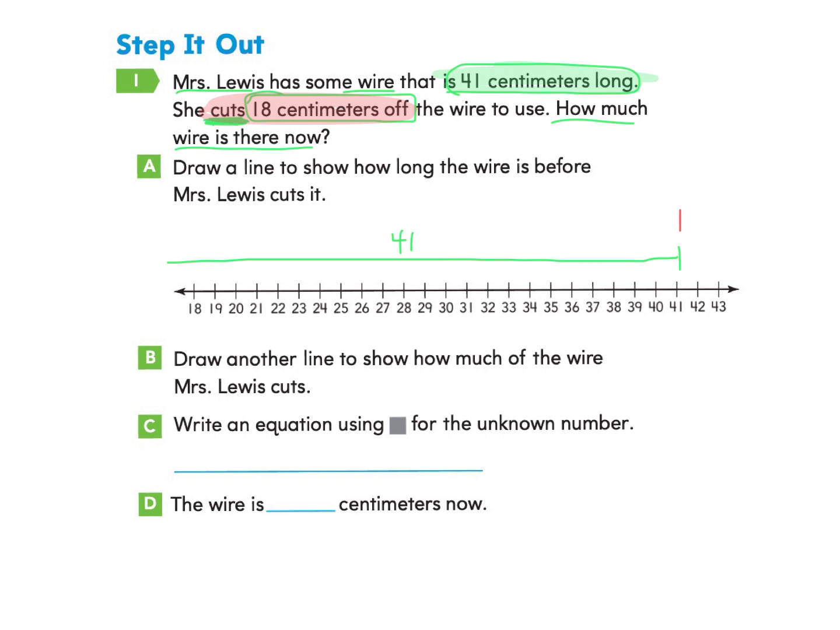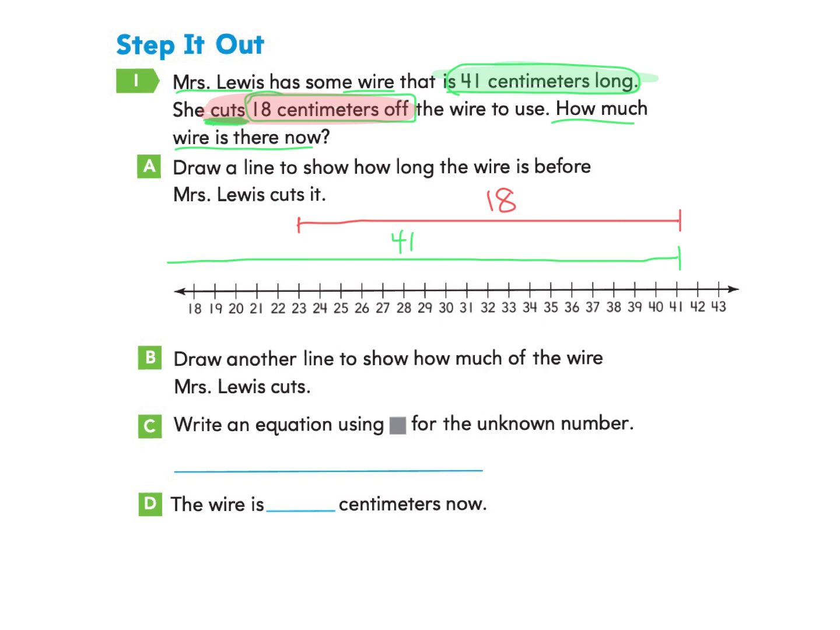So if you want to pause and try this part on your own, you can do that and check your answer. Or you can follow along with me. So I'm going to start here at 41, and then I'm just going to start counting back. And I will go 1, 2, 3, 4, 5, 6, 7, 8, 9, 10, 11, 12, 13, 14, 15, 16, 17, 18. So I stop here, and I'm going to go ahead now and draw a line where it ended and write the number 18 there.